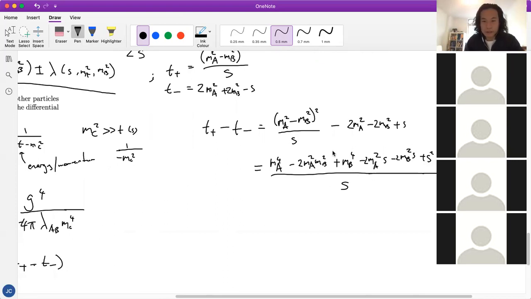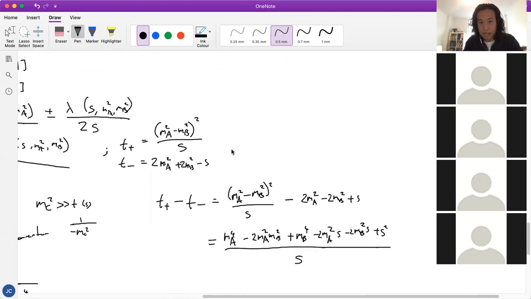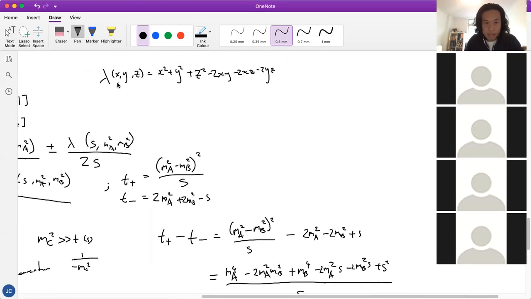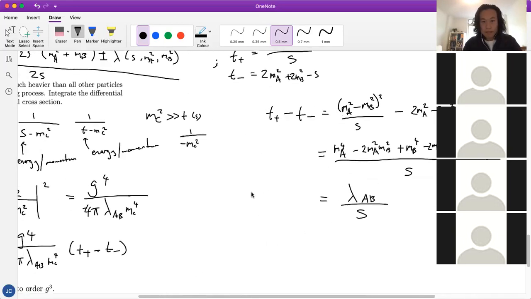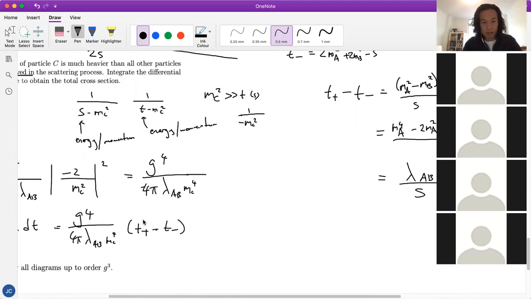Okay, the reason I write it down here is that if you look at the numerator, and compare this to the Kallen function, you see, if x is s, and y is ma squared, and z is mb squared, then this matches exactly. So you've got ma to the 4, that's y squared, x squared, z squared, and then you get all the cross terms in between as well. So when you take the difference between the two, you're actually left with the Kallen function lambda AB on top, divided by the Mandelstam variable S. So that's pretty neat, because then that goes in here and simplifies a lot with the rest of them.